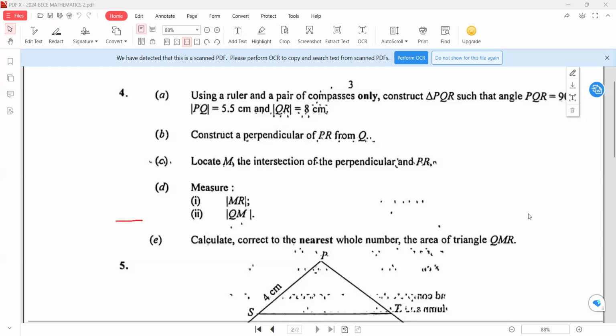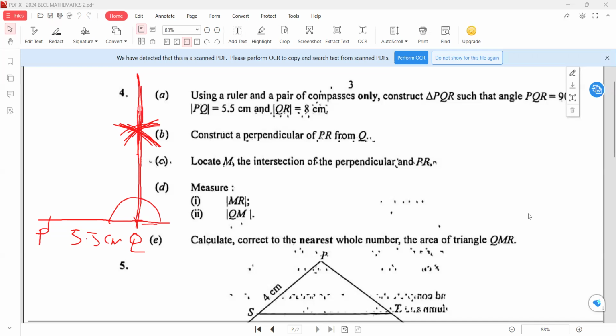I decided to use PQ as the baseline. So I draw my PQ 5.5 cm, 90 at Q. So I draw my semicircle. I step at one of the points, one arc, above the other point, one arc, and draw my line right between them to the point Q.